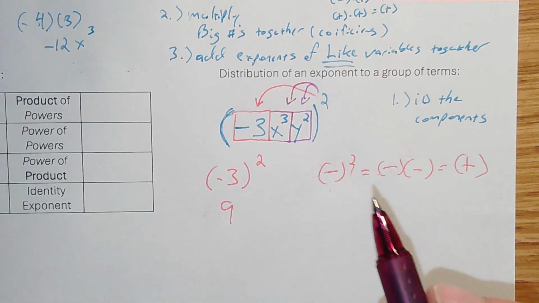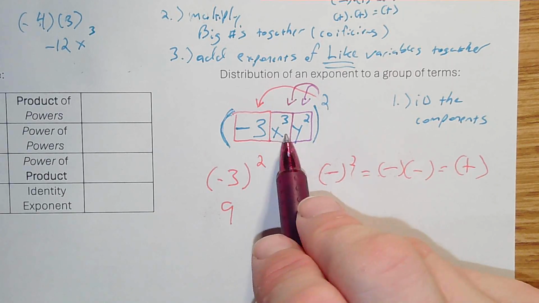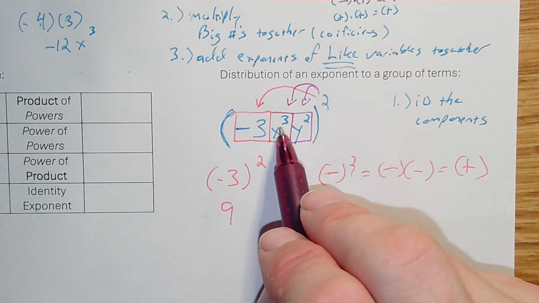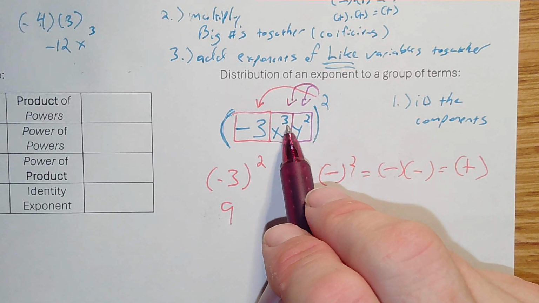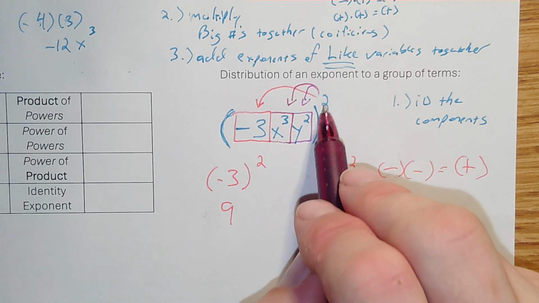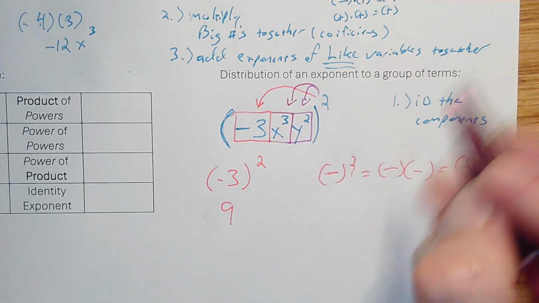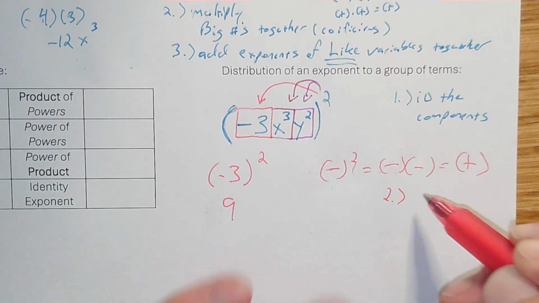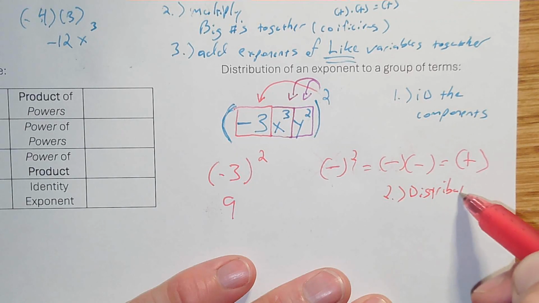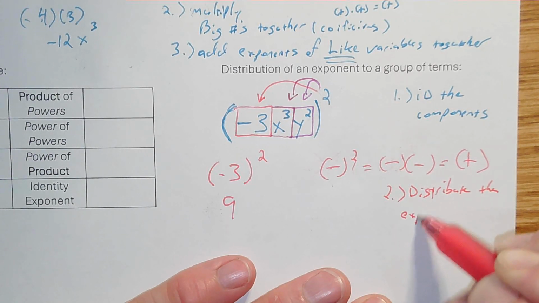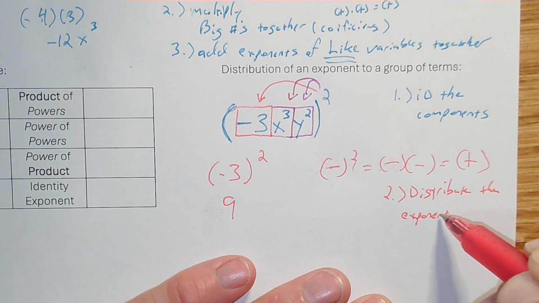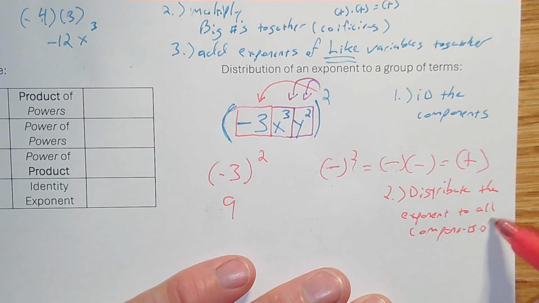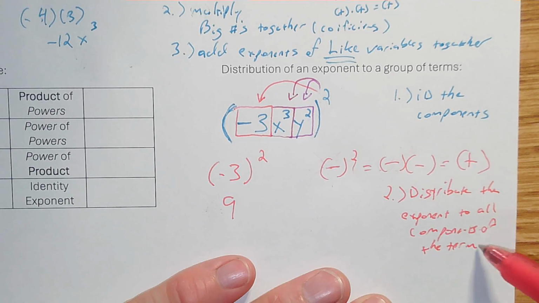Now this is where it's different. I'm not multiplying two like variables together with different exponents, or same exponents, doesn't matter. I'm raising this x exponent, which is 3, to another power, which is 2. Okay, in that case, or I guess number 2 here would be distribute the exponent to all components of the term.